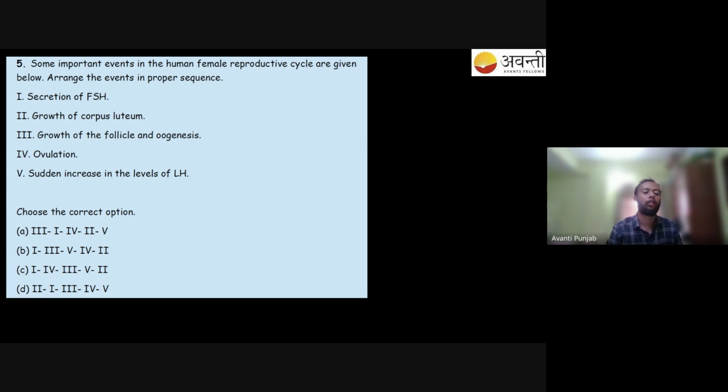So now let's see how it is going to look. Anyone has said option B? No, no one has said it. Let's see. These are some of the events you have in front of you, right? The very first thing, if we look at all of these, what will happen first? It will all start with the secretion of the FSH. That will be the first event which will be happening.